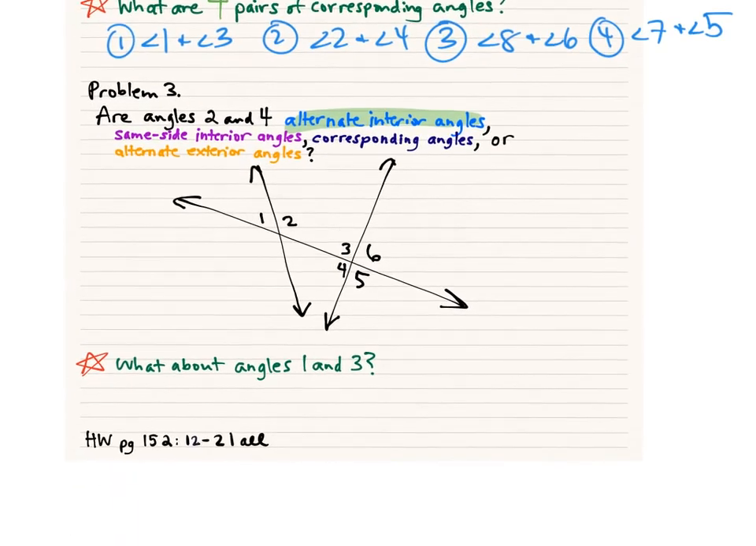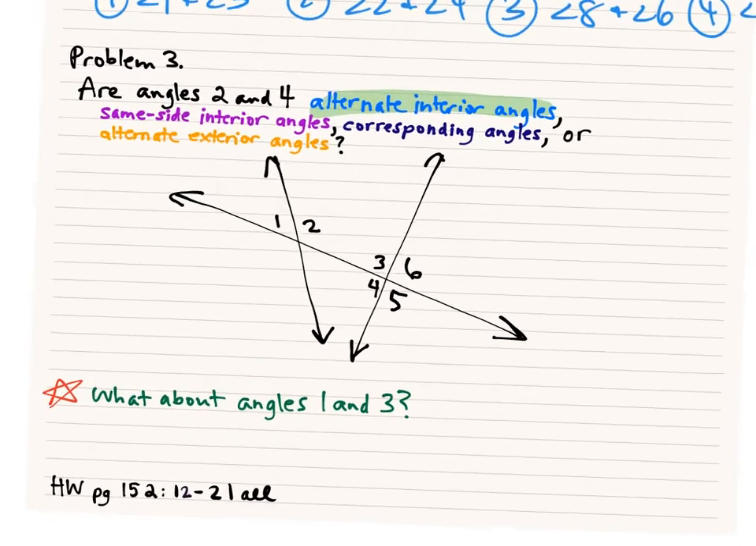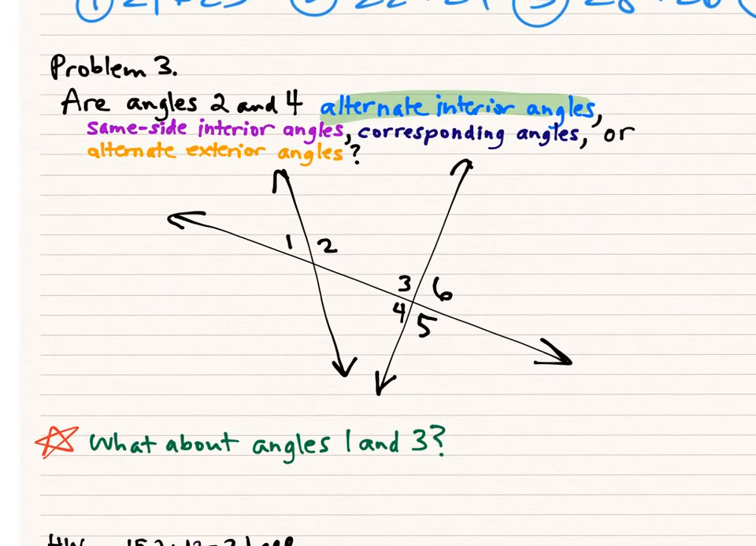Okay, moving on to problem 3, the last thing we're going to do with these. It's asking, are angles 2 and 4 alternate interior angles, same side interior angles, corresponding angles, or alternate exterior angles? It appears I've already answered this question. I must not have gotten that off the notes, but pretend you don't see that that's the answer. Let's identify our transversal.